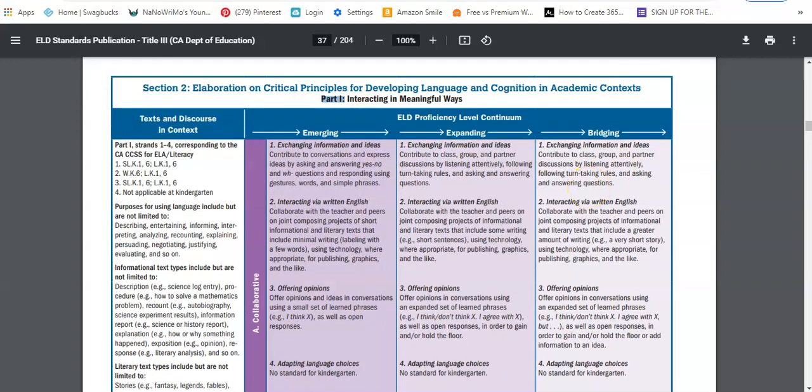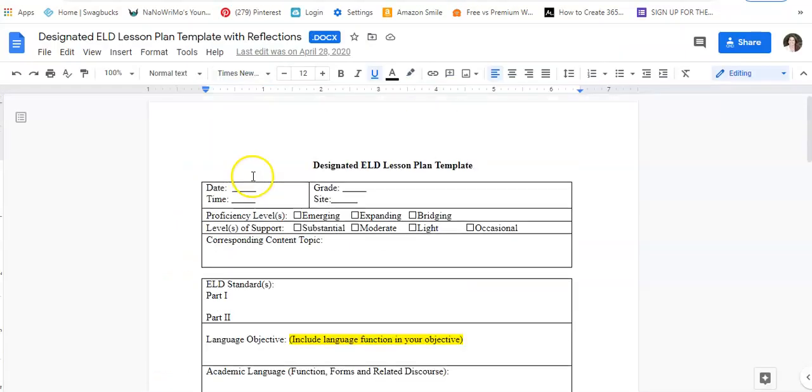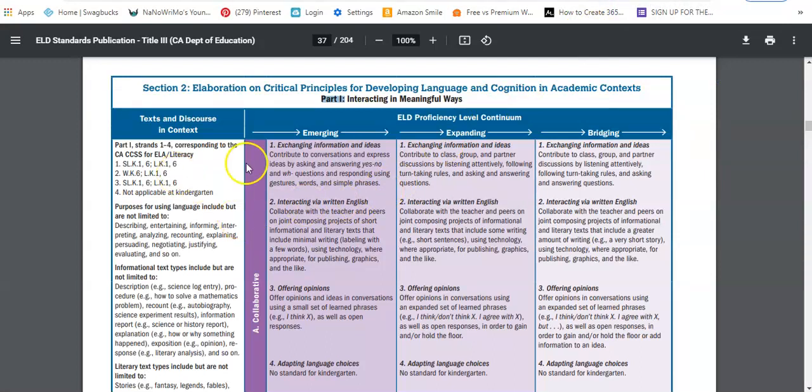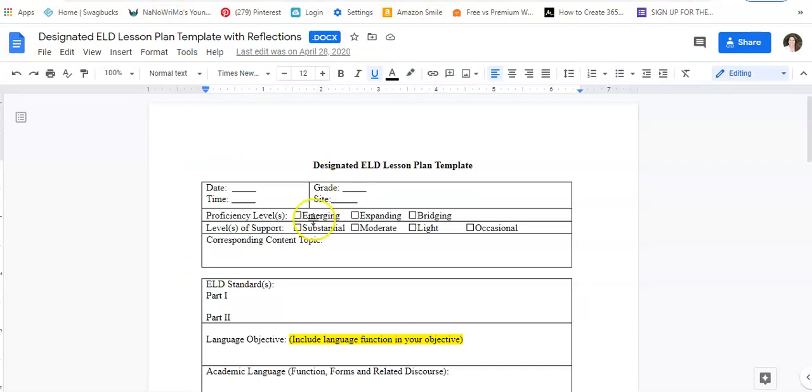So once you identify which proficiency level and which level of support, then you'll come to your grade level standards and choose one of the standards from the appropriate proficiency level. I had started creating a lesson plan. I'll have to see where I put it. But anyways, go back to the blank template.